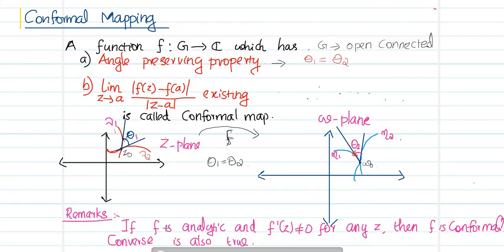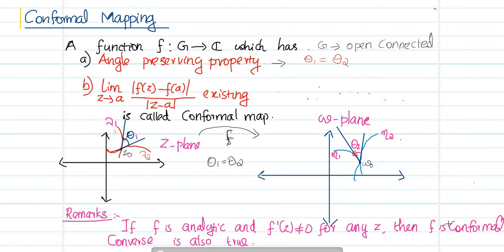Also we have a remark that if f is analytic and f dash is not equal to 0 for any z, then we say that f is a conformal mapping. We have seen from the theorem before that the theorem says that if f from G to C is analytic and preserves the angles at each point z naught of G, then f dash z naught is not equal to 0. That means f dash exists, and it also preserves the angles.